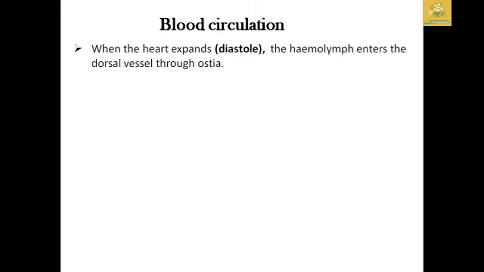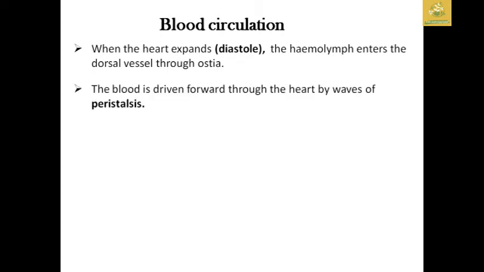There is a diastole, and the hemolymph enters the dorsal vessel through the ostia. So the blood enters the dorsal vessel only through the ostia, and only at the time of expansion of the heart, which is known as diastole. The blood is driven forward through the heart by waves known as peristalsis.